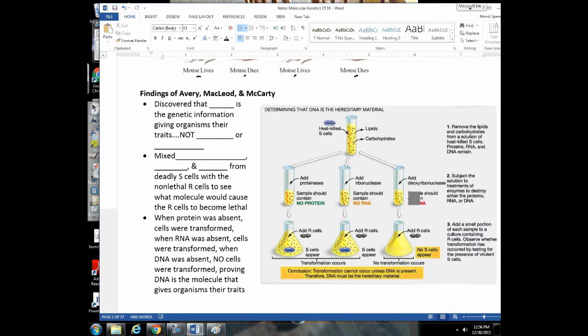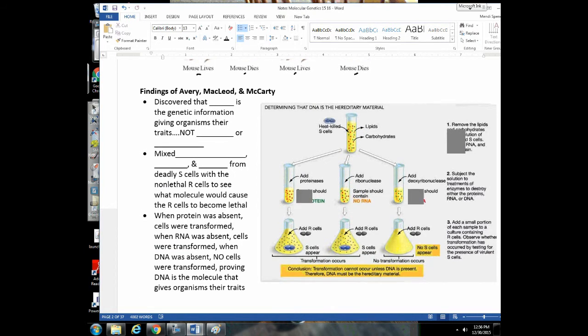Now the next group of scientists, Avery, MacLeod, and McCarty, set out to figure out what molecule it is. Is it the proteins, carbs, lipids, or nucleic acids that are being transferred from those deadly bacteria cells to the non-lethal ones, giving them that new trait? So when they were done with their experiment, they discovered that it's DNA that is the molecule that is the genetic information of organisms.